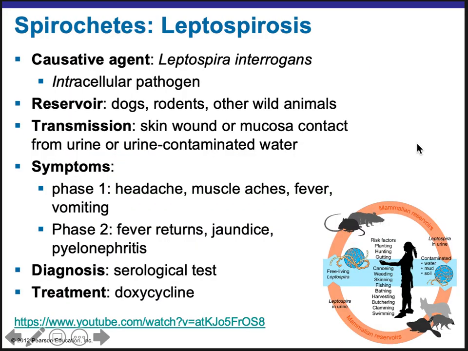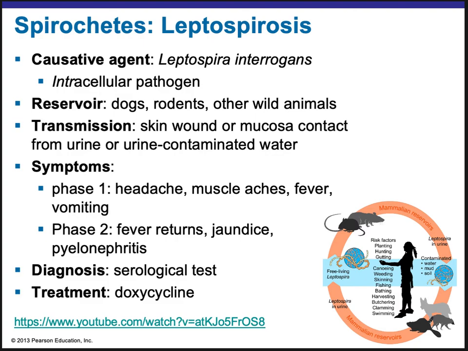All right, now for another spirochete, leptospirosis is caused by Leptospira interrogans, and this is an intracellular pathogen that you get from either touching infected animals or coming into contact with water that the animals have urinated in.